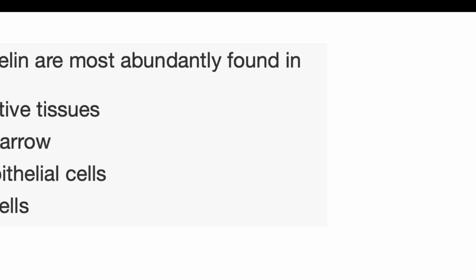Sphingomyelin are most abundantly found in dashed. Sphingomyelin. Option A, connective tissues. Option B, bone marrow. Option C, lung epithelial cells. Option D, nerve cells. Sphingomyelin, where is it most abundantly found in the body? Which kind of tissues or cells do you think will be abundant in sphingomyelin? I'll wait for a minute and collect some answers.